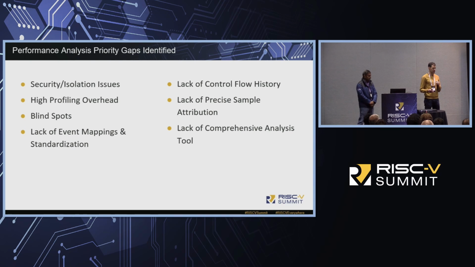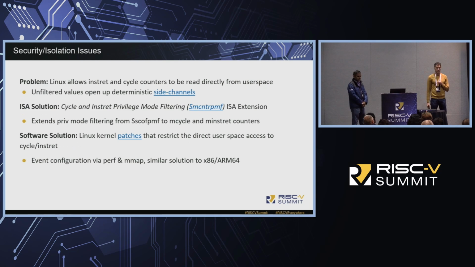The first thing we did within the SIG was do a gap analysis, looking from an ISA perspective as well as from software tools enabling, et cetera, where the gaps were. We came up with a long list, but I'm showing here some of our top priority gaps. I'm not going to read these to you now because we're going to go through each one through the slides here. So let's jump in.